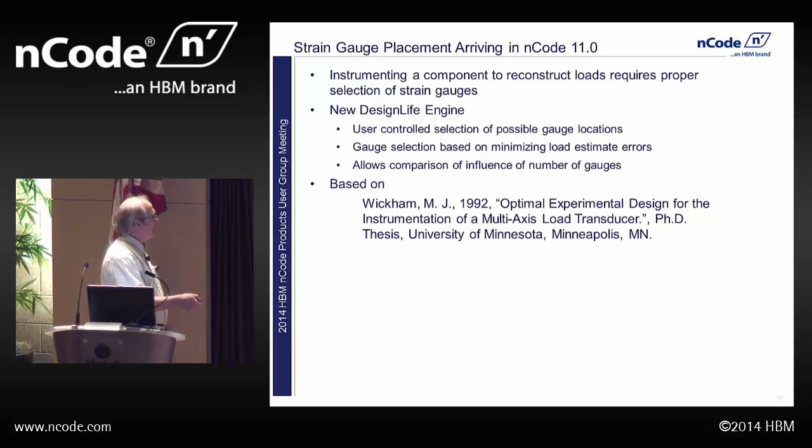And this is going to be a new engine inside of DesignLife. We're going to have a new engine. It'll have user control on how you specify where gauges can go. We'll go through an algorithm to come up with the best placement to minimize the load errors, again giving us the most precise measurements. And it'll actually give us a way to quantify how many gauges would be optimal to use.